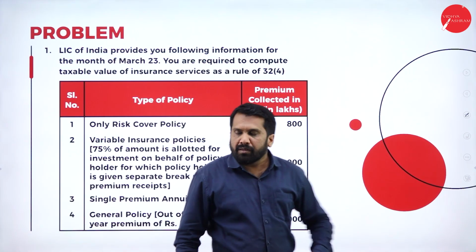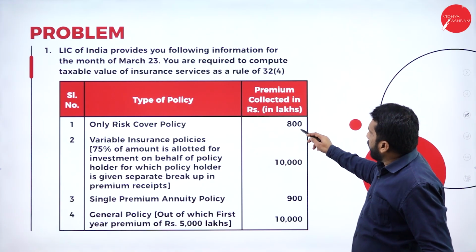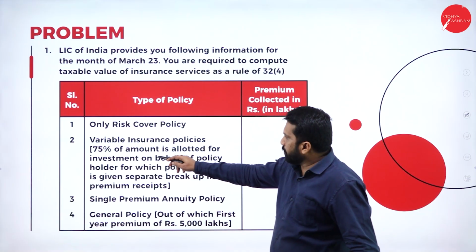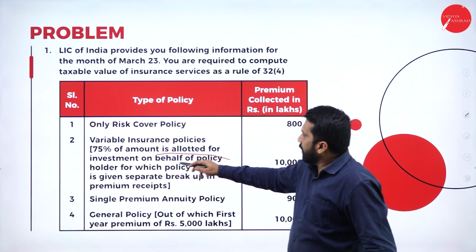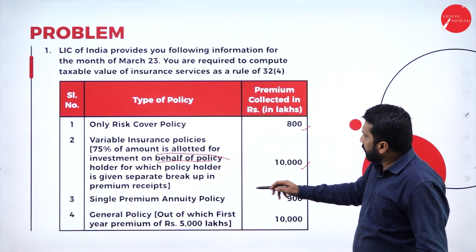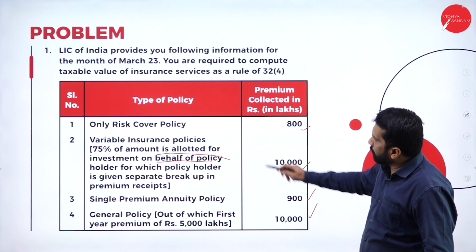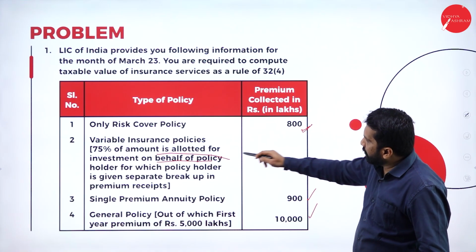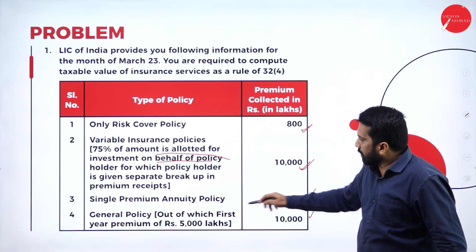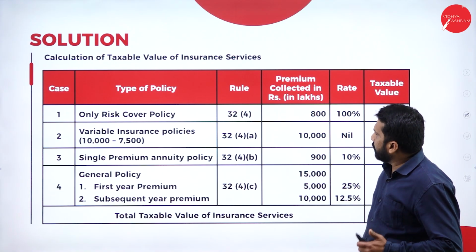Now, the first one, only risk cover 800. Variable insurance policies, 75% of the amount is allotted for investment on behalf of the policy. That will be 10,000 and 900 and this is 10,000. Now, risk cover policy is 800. Insurance with 75% coverage is 10,000. Single premium annuity 900. General policy is 10,000.